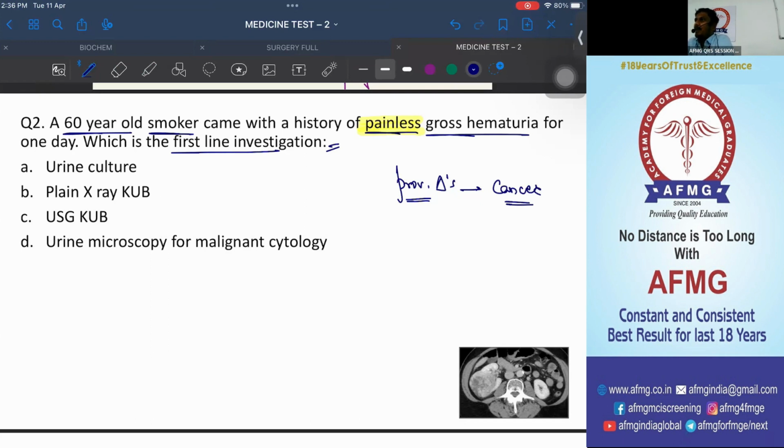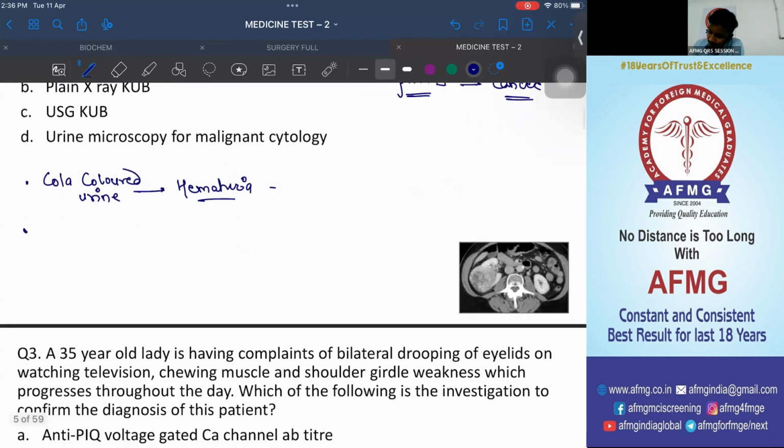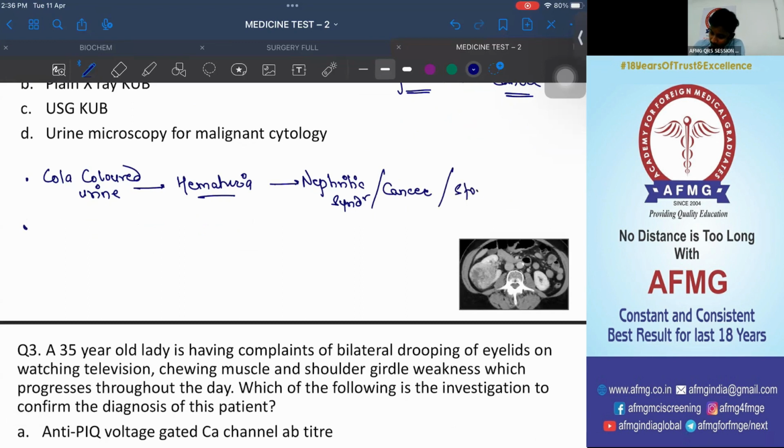ठीक है, anything can be present in the urine which can make the color of the urine red, brown or black usually. ठीक है, तो किस किस में होता है ये बता दो जल्दी से. Usually if the patient is having a cola colored urine, that is a feature of hematuria. ठीक है, that means it is usually seen in a case of nephritic syndrome. Next patient, nephritic syndrome लिख देता हूं, or it can be even cancer or malignancy in the patient, right? Or even stones in a patient.